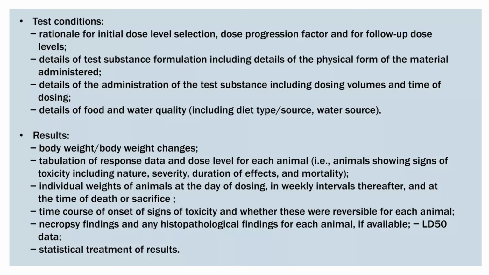Results: body weight changes, evaluation for responses, data, dose level for each animal showing signs of toxicity, including nature, severity, duration of the effect, and mortality. Individual weights of the animals at the end of the dosing, at weekly intervals thereafter, and at the time of death or sacrifice. The time course of the onset of signs of toxicity and whether these were reversible for each animal. Necropsy findings, any histopathological findings for each animal if available. LD50 data and statistical treatment of the results.